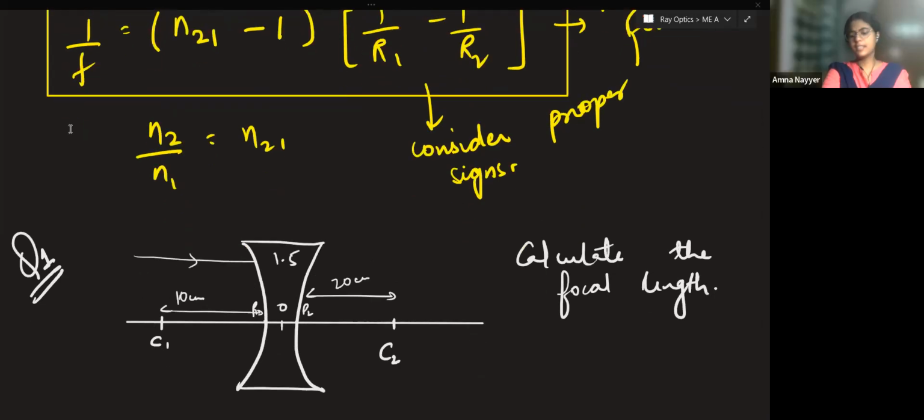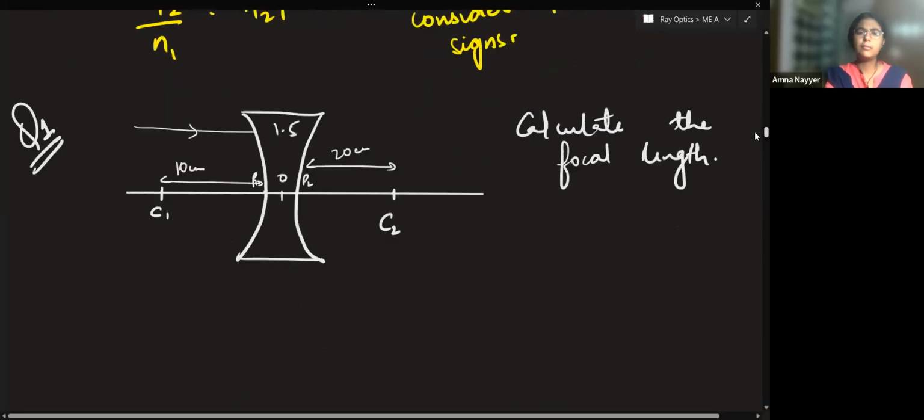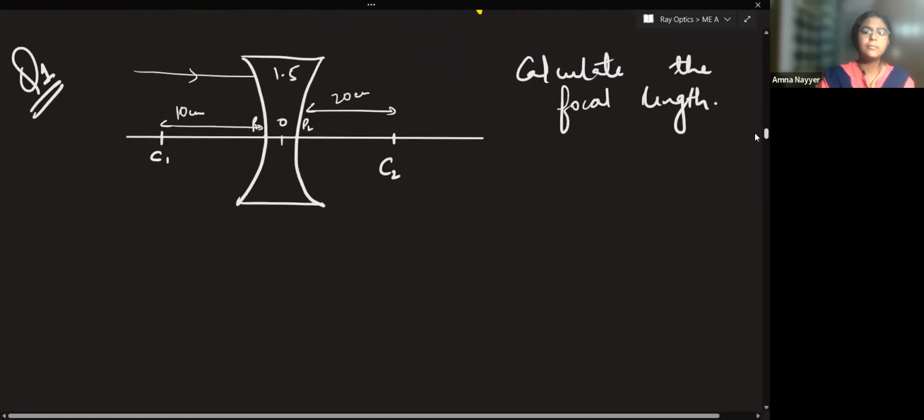See, this question is given. Here you have a concave lens. 1.5 is the refractive index of it. 10 centimeters is one of the radius of curvature, second one is 20 centimeters. Fine. You have to calculate the focal length of this. So focal length will be calculated directly by this formula only that we have studied.